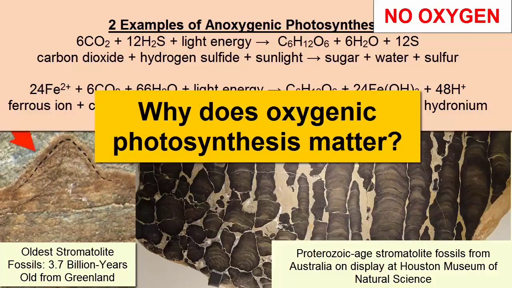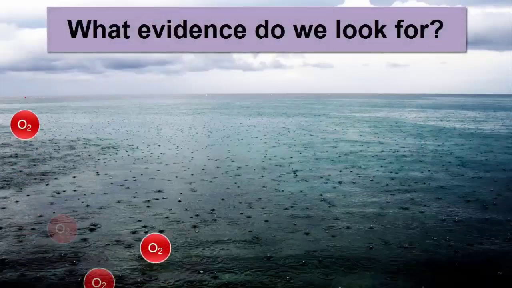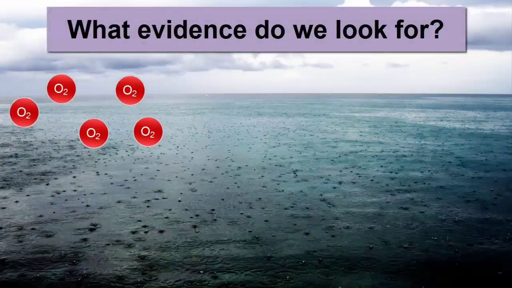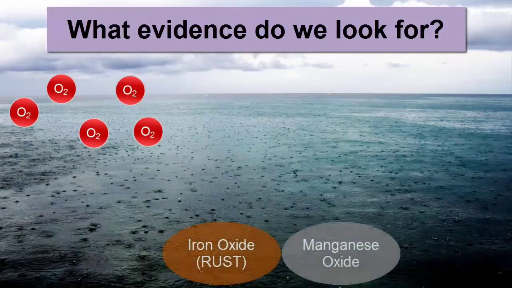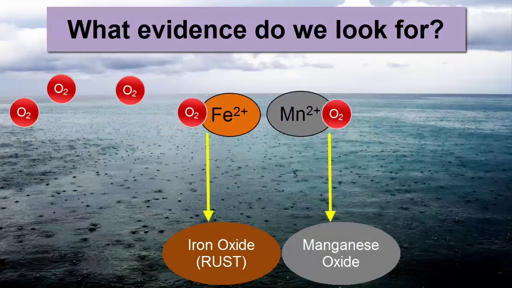Advanced life can evolve only in the presence of large amounts of atmospheric oxygen, and oxygenic photosynthesis is the dominant natural process at work on Earth that produces that oxygen. What evidence would we look for to tell us oxygenic photosynthesis had evolved? Minerals such as manganese or iron oxides that form through chemical reactions between oxygen gas and either dissolved metals in the oceans or metals in weathering surface rocks on land.